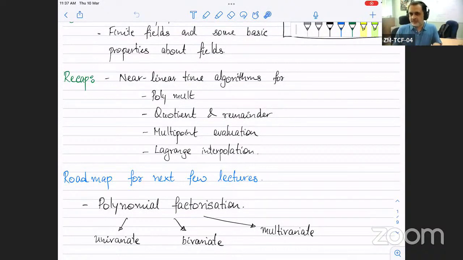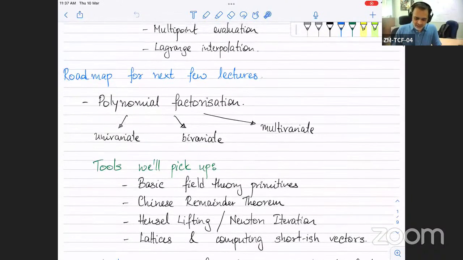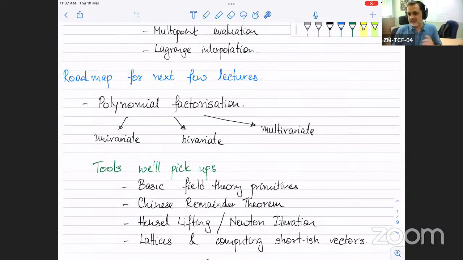We will try to do all of them, and we will soon see that once we see a little bit, it will naturally generalize to many other settings. But the point is, we will need to pick up a whole bunch of tools in order to complete this journey. The first thing we will need are basic field theory primitives, which is going to be the focus of today, just getting comfortable with some fields. And then there is something called the Chinese remainder theorem, which I'm sure you have encountered in other courses. But the Chinese remainder theorem can be stated in a slightly more general setup where there are ideals involved and so on.